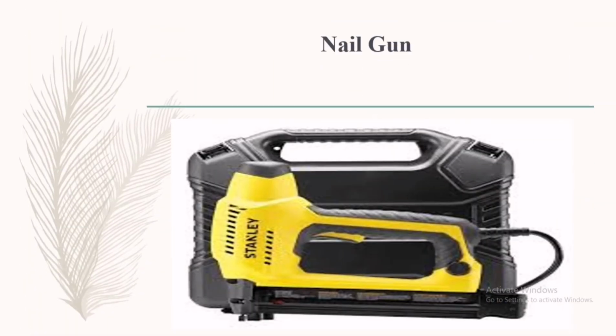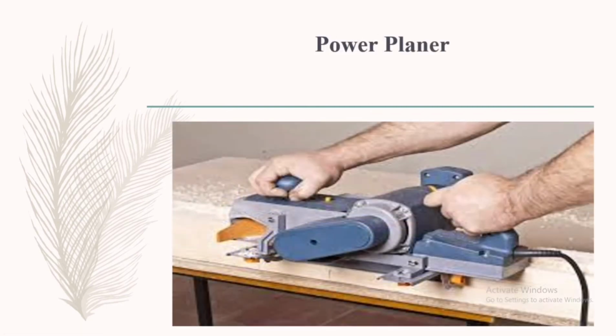Next is nail gun. We can somewhat compare it to a glue gun. The difference is that instead of glue, this equipment is used to put or drive nails in a wood easily. Next one, we do have power planer. This tool is used to smooth the surface of a wood. Furthermore, it is also used for tapering woods. When we say tapering, it means reducing the thickness or width of an object.